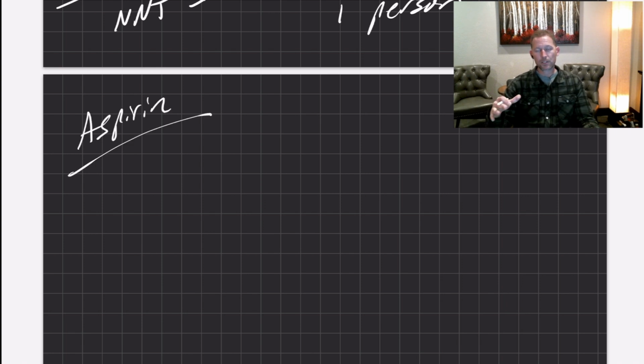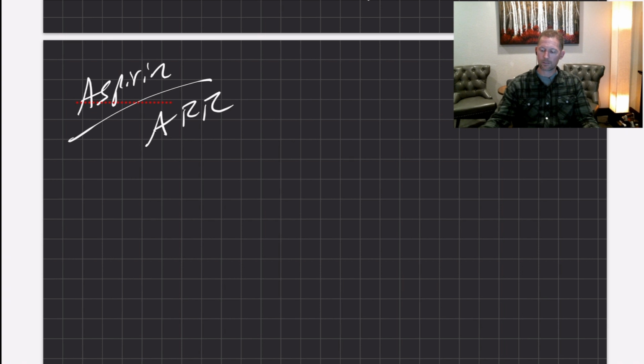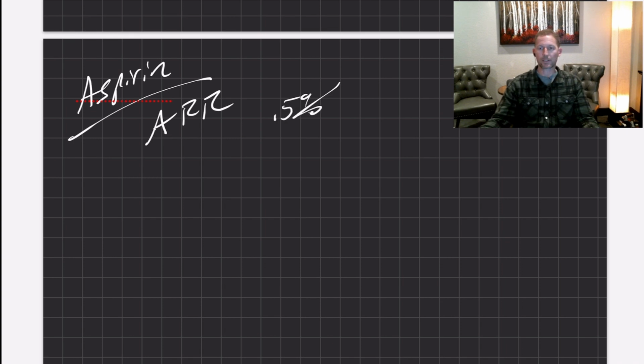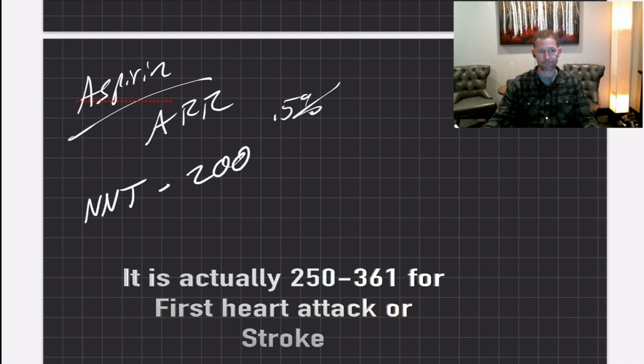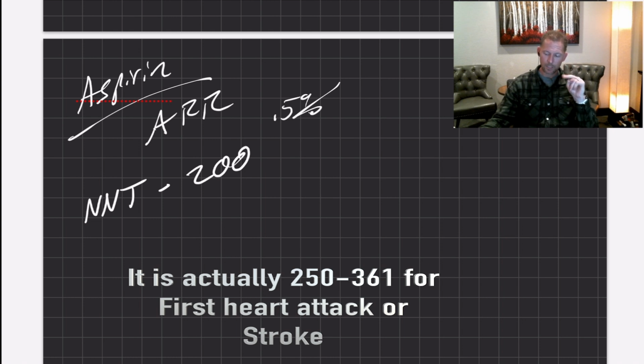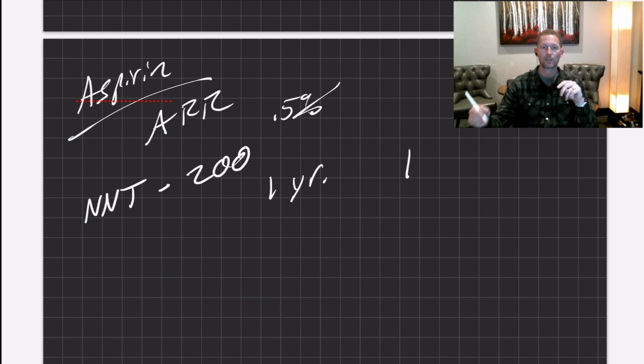So the number needed to treat, let's go back. The absolute risk reduction is 0.5%. Well, that's super great. So that calculates into a number needed to treat of 200. So 200 people need to take the medication for 1 year for one person to have a reduction in a cardiovascular event, whether it's a stroke or a heart attack.